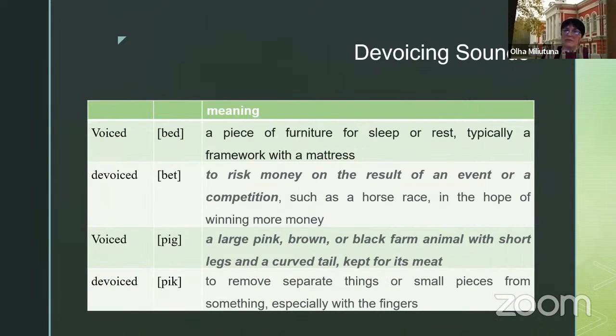Well, under the influence of the Ukrainian language, it is more convenient for the speaker to devoice voiced sounds at the end of the word. Well, we can say bat instead of bed, or pick instead of pig, but in English, these devoiced sounds can affect the semantics of the words. And you see on the slide the difference in meanings of these words with voiced and devoiced sounds at the end of the word.